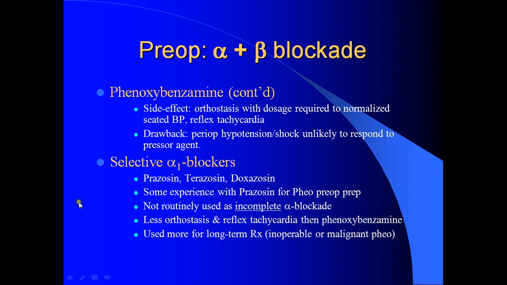Then we have selective alpha blockers: prazosin, terazosin, doxazosin. Usually prazosin is the one which is being used. Not routinely used as it gives incomplete alpha blockade, but in Pakistan these are the ones which are available, so we are using them. Phenoxybenzamine is not available here.